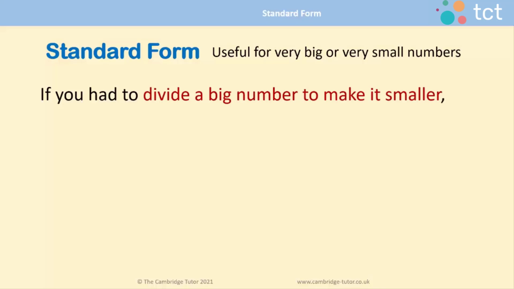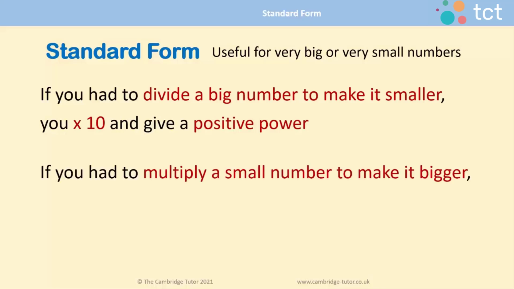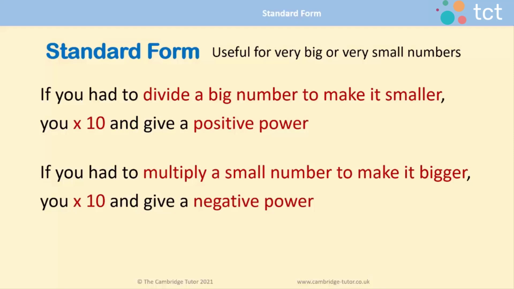If you had to divide a big number to make it smaller, to get it to standard form, to convert it back, you must multiply it by 10 and give it a positive power. If you had to multiply a smaller number to make it bigger, to put it into standard form, to convert it back, times it by 10 and give it a negative power.